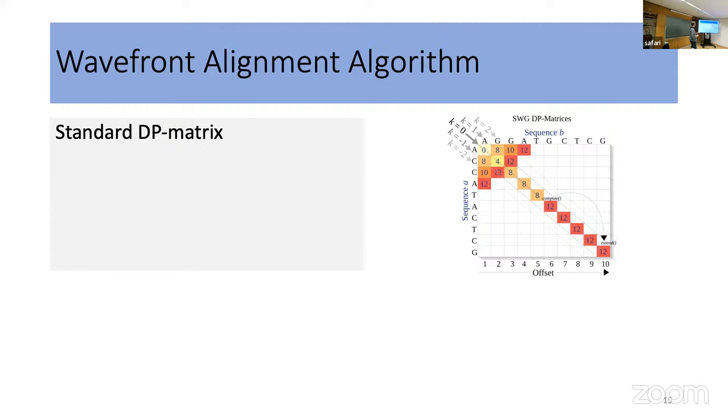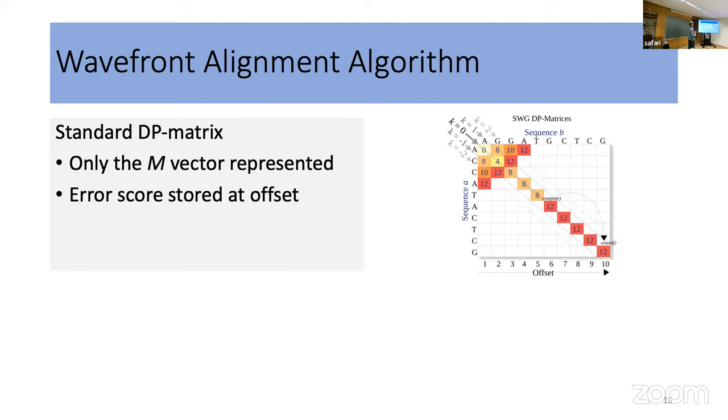The diagonal paths represent mismatches between the two sequences. Horizontal and vertical paths indicate either deletions or insertions in the sequence that is being referenced. Right here, you only see the M vector or the M matrix represented. In the actual implementation, there are three matrices, but here only the M vector slash matrix is represented for clarity. You'll see later I'm talking about vectors and not matrices. As I said, each cell or each index stores its associated error value.